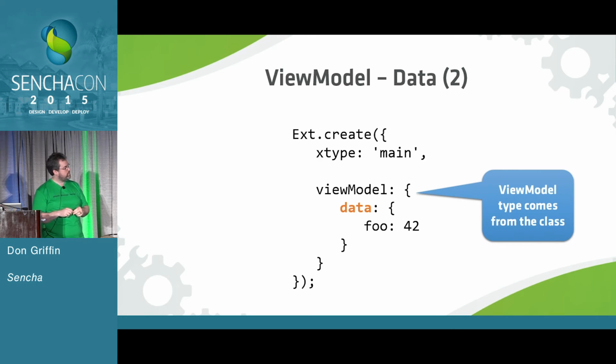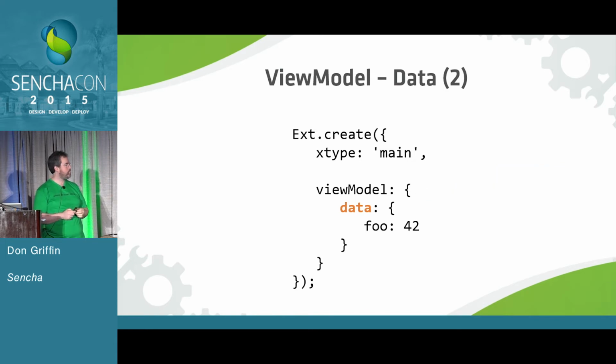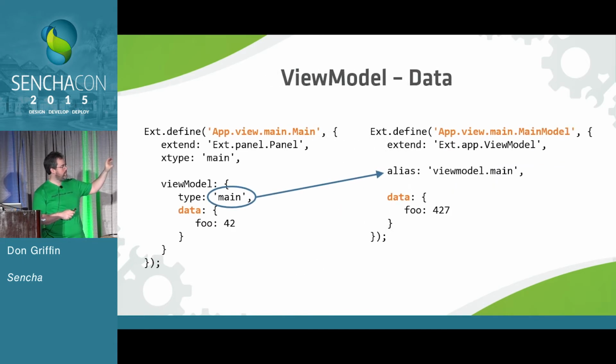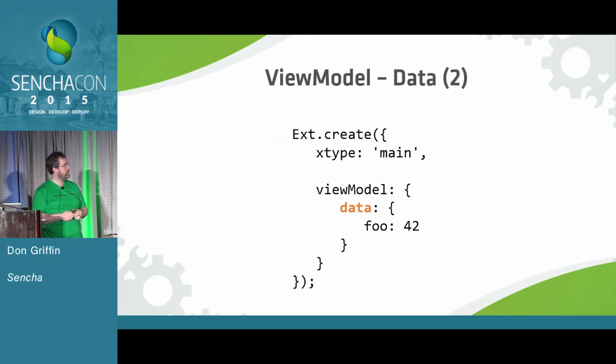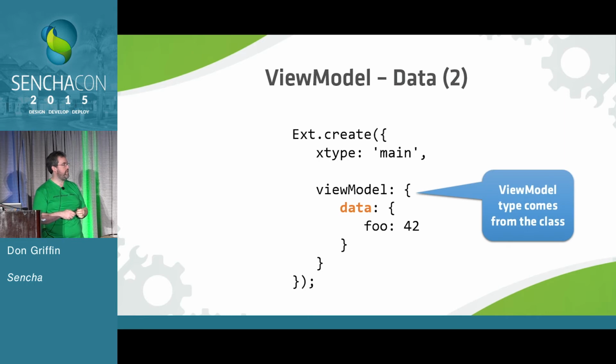But this is also a fairly important point. Just like any config in Ext, when you specify an object, this is merged with the one from the class, which allows the type to be specified by the class. So if we remember back here, the viewmodel type main is going to come in from here. And that's important because you want your view to be in control of the type of view model that it has. And so over here, we don't specify that. We could, but we want to inherit that value.